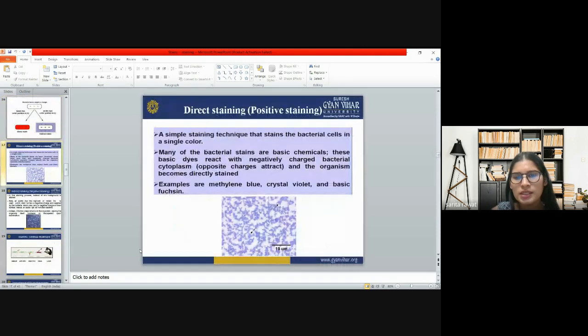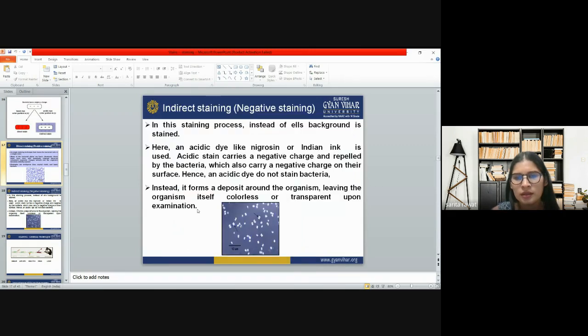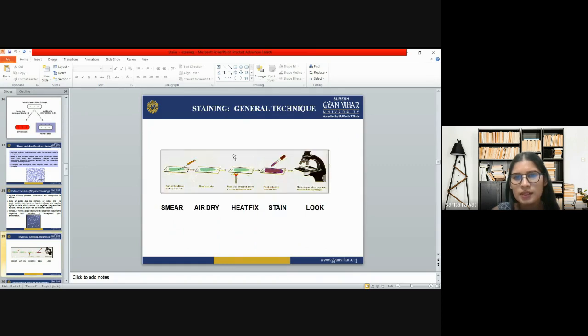Now you can see the picture of the direct staining. The object is stained here, meaning the bacteria are stained. And this is the indirect stain, negative staining. Here the background is stained, but the bacteria are not stained. So this is the general staining technique. First we make a smear, then we air dry it, then we heat fix it, then we stain it, and then we look at it under the microscope.